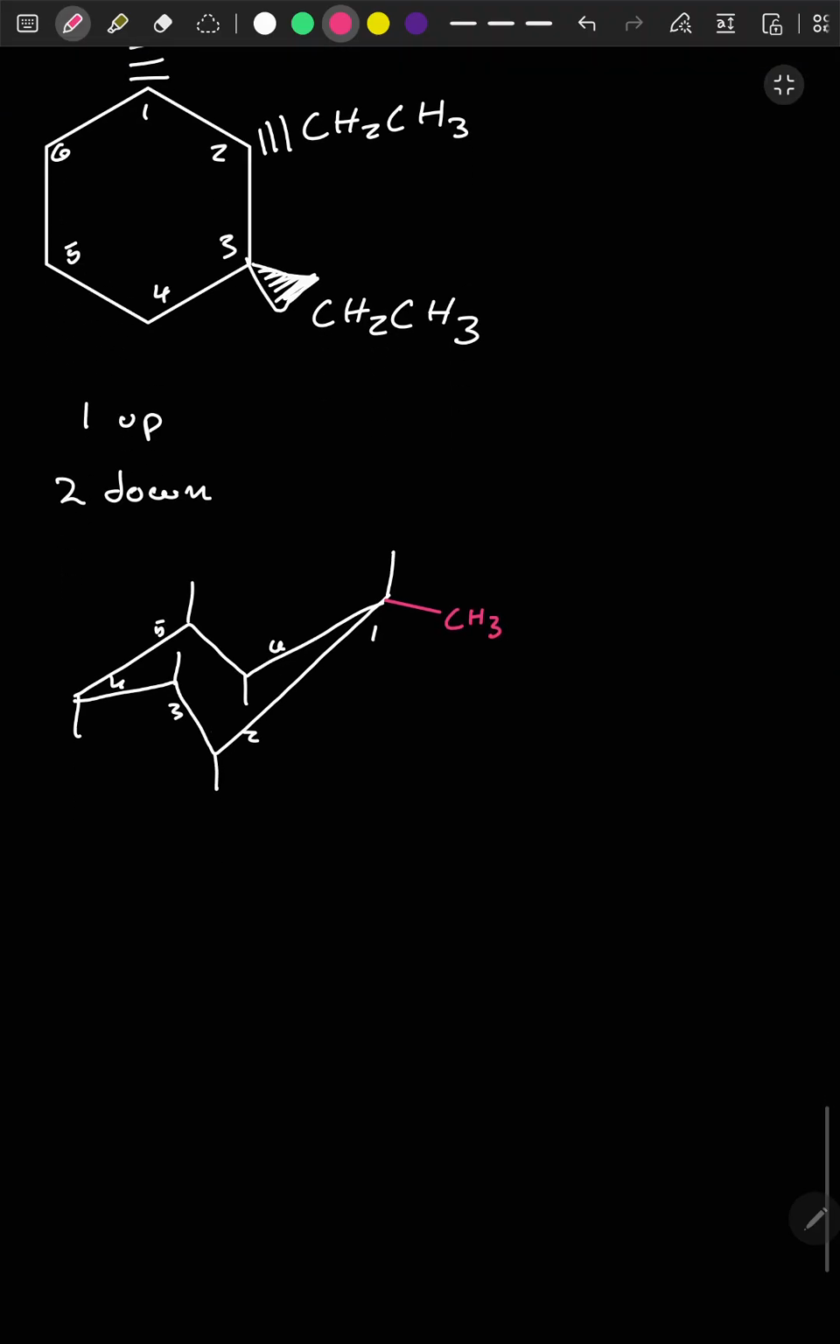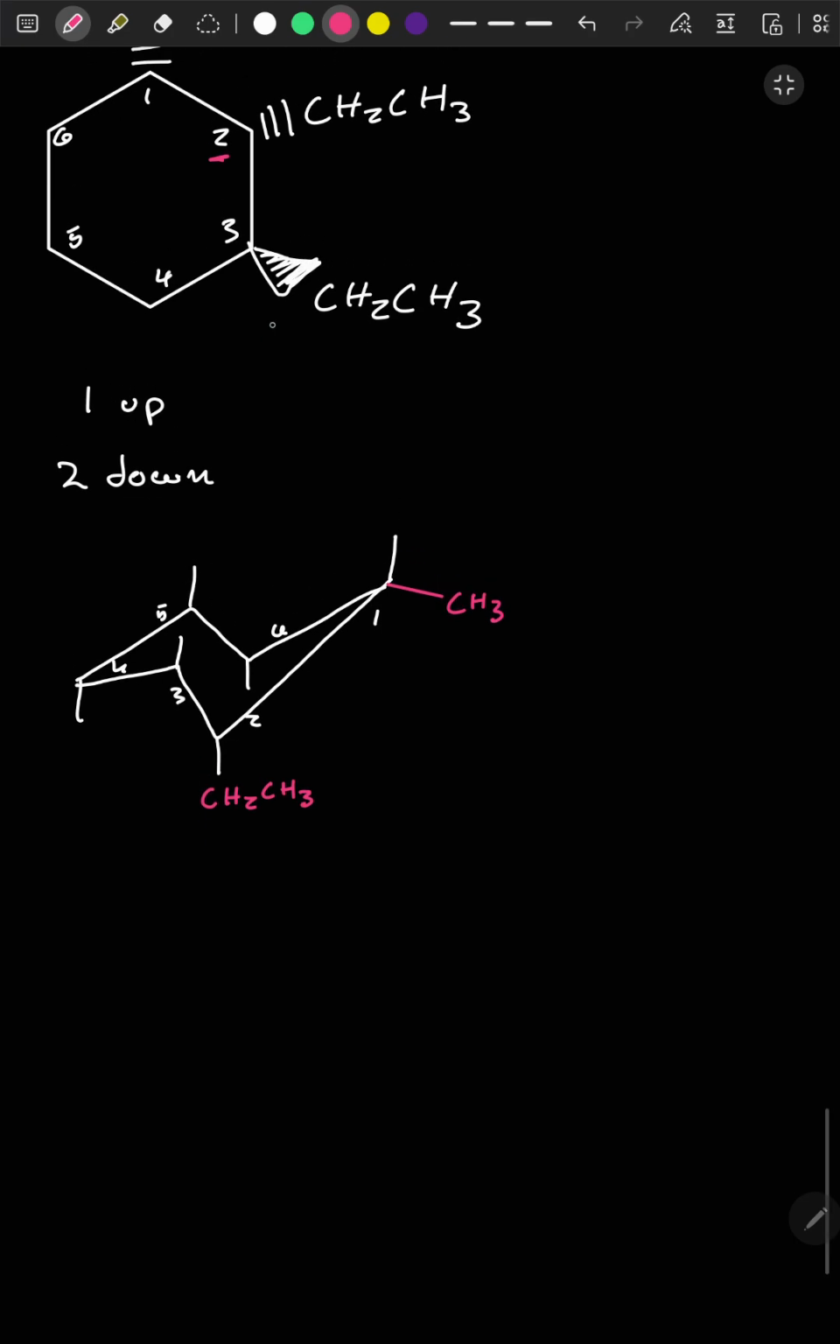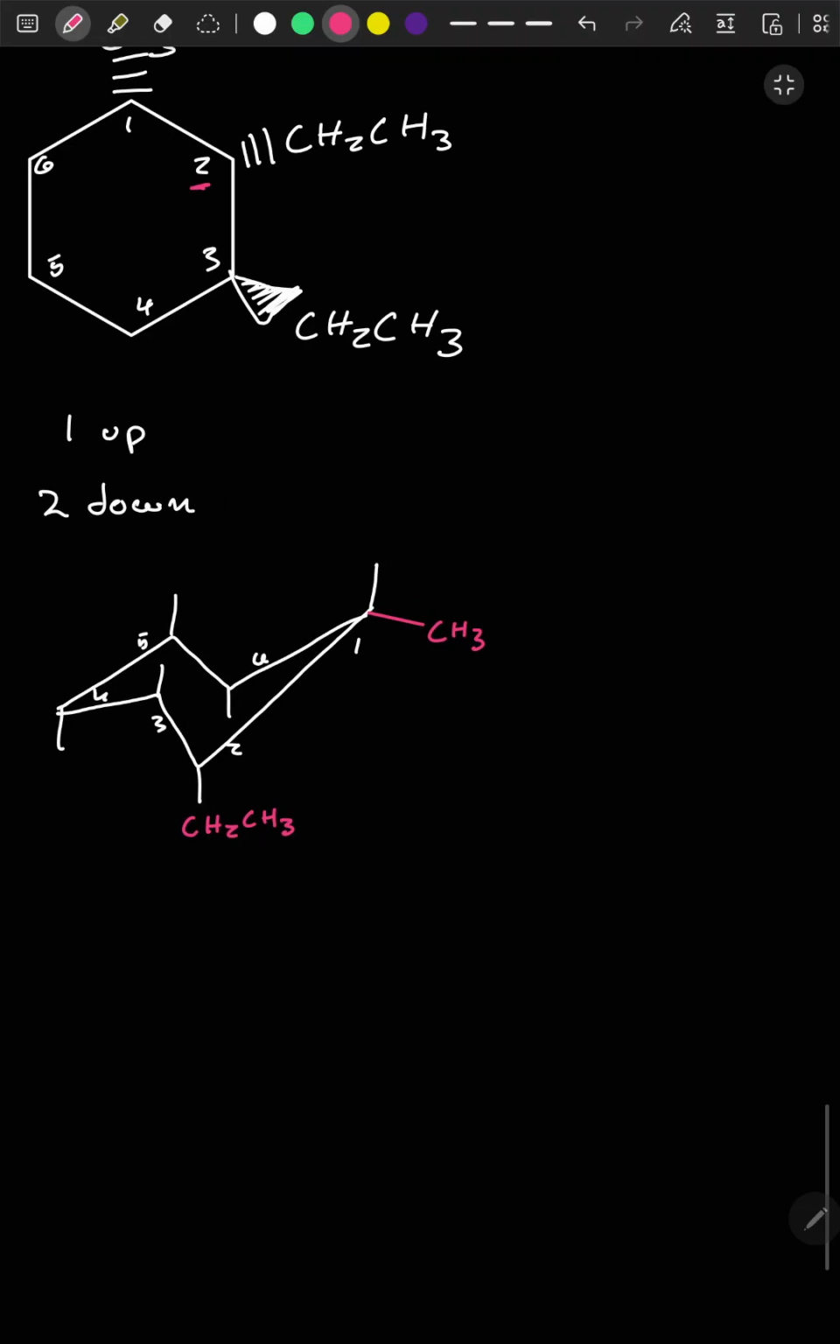And then now, on the second one, we're going to have it going down as well. So that'll stay on the axial position. So that'll be CH2CH3. And then this one is going to remain the same, and that's going up. So we're just going to put that one on the axial as well. So this is going to be CH2CH3.